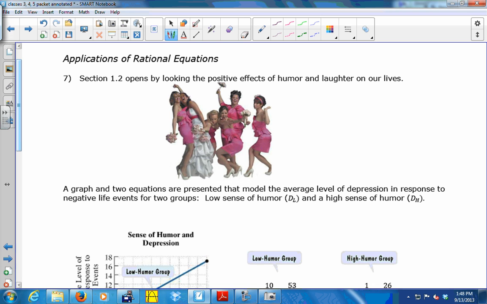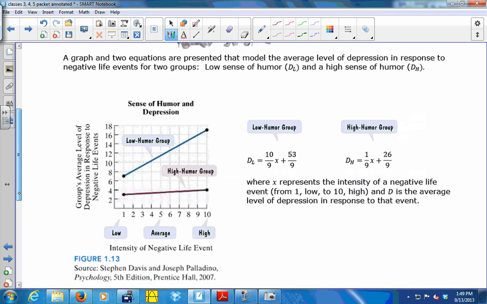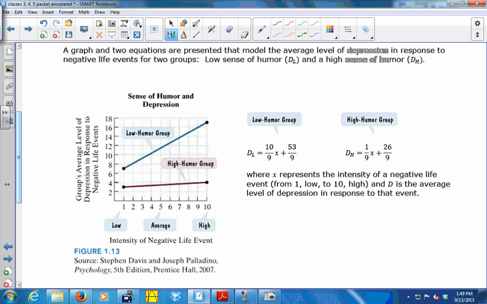Okay, so we're going to look at a couple little application problems. Section 1-2 of your book opens by looking at the positive effects of humor and laughter on our lives. And we have this graph and two equations that model the average level of depression in response to negative life events for two groups. One group of people is a low sense of humor group, we'll call them D sub L, and a high sense of humor group, we'll call them D sub H.